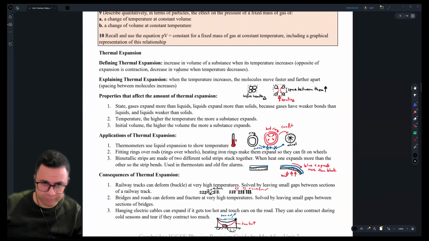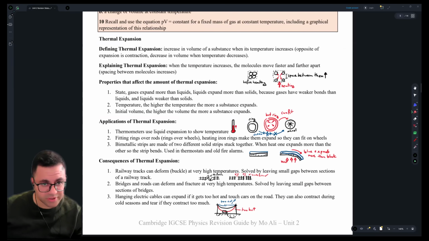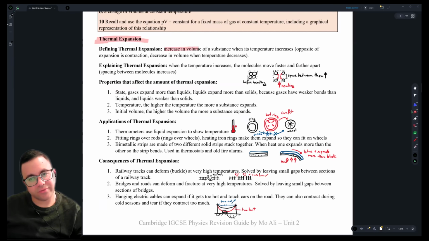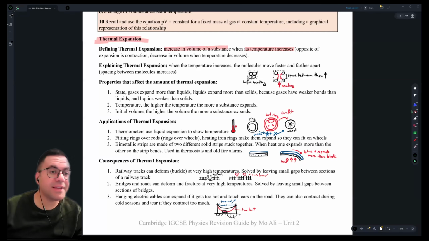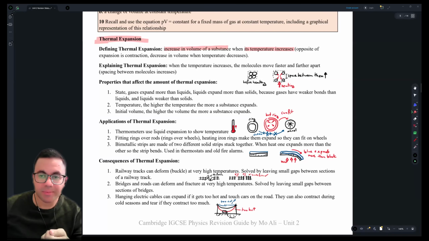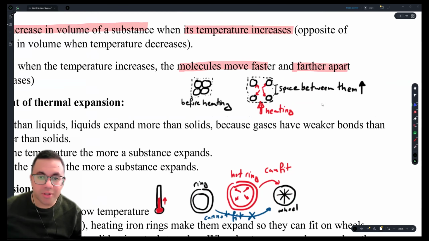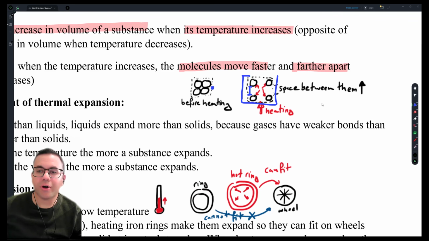First, what is thermal expansion? Thermal expansion is the increase in volume of a substance when its temperature increases. If I ask you to explain why it happens, like when you heat something, the volume increases. Why does that happen? Because the molecules move faster and farther apart. If you take a look at this little sketch over here, the molecules, when they heat up, also move farther apart. So if the space between the molecules increases, the entire volume of the substance increases.